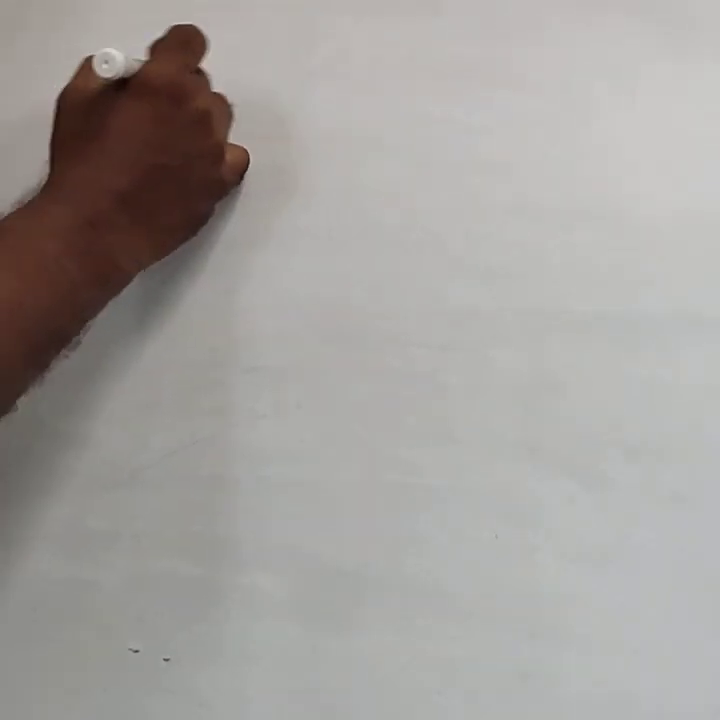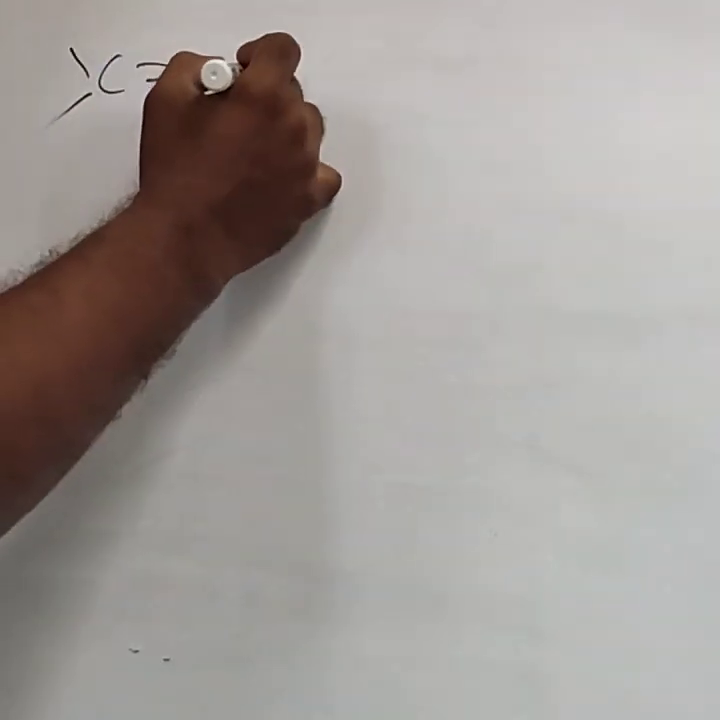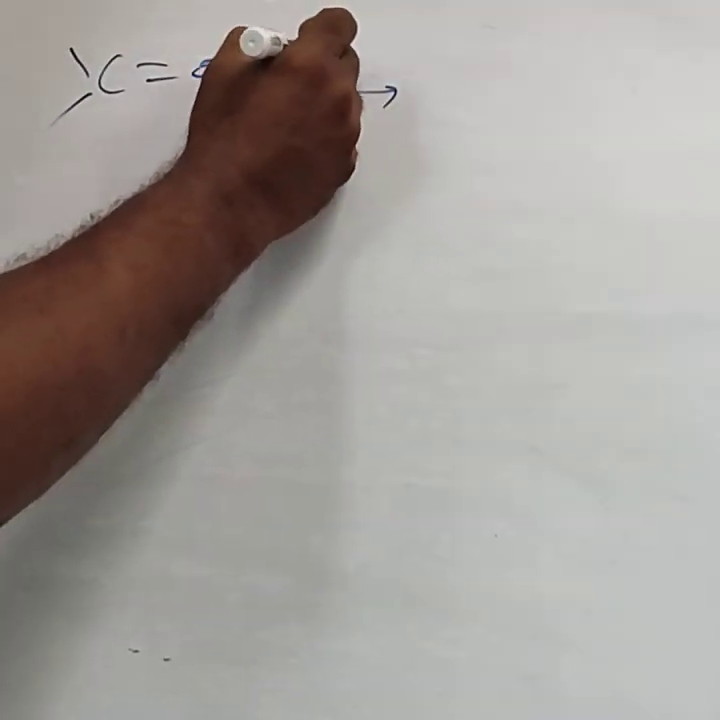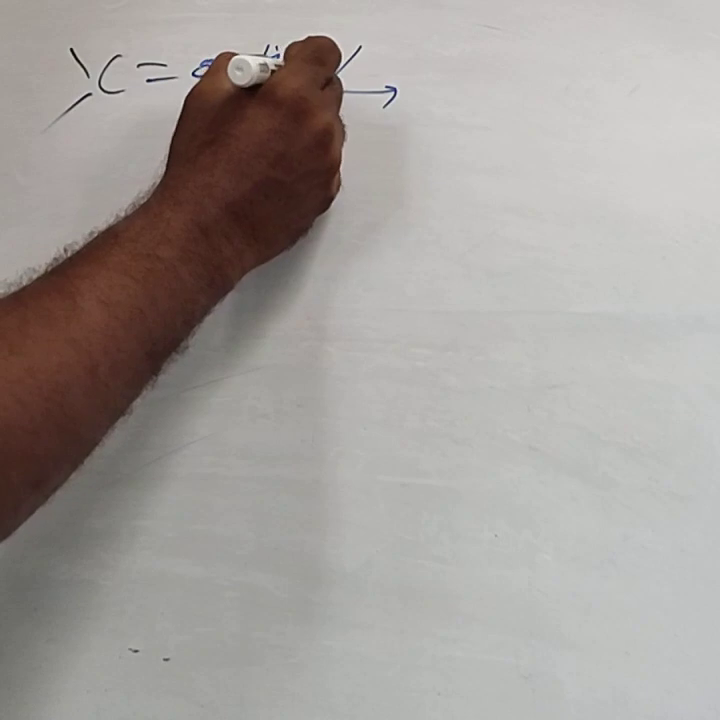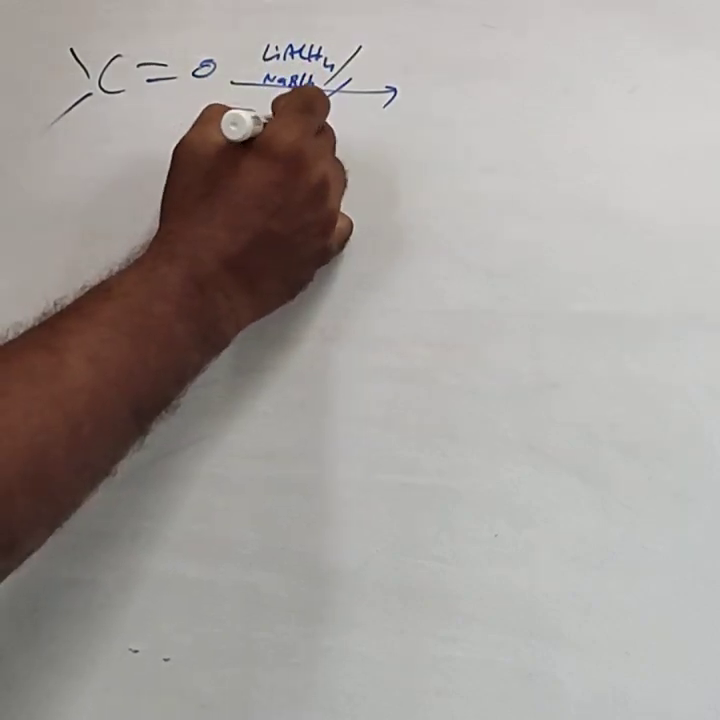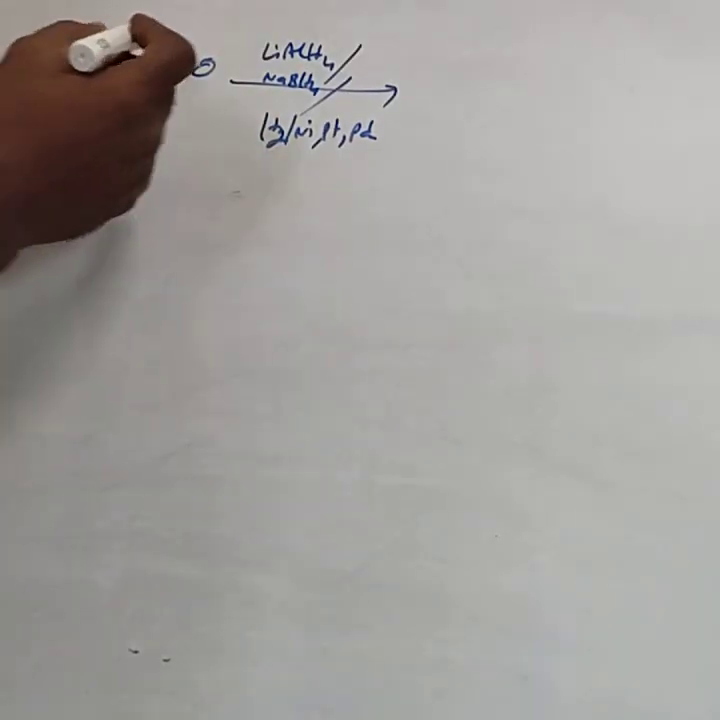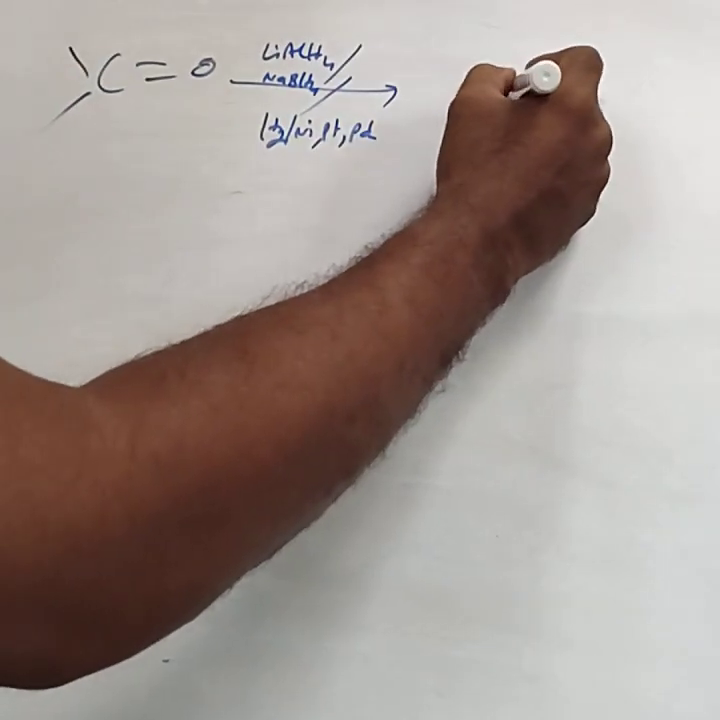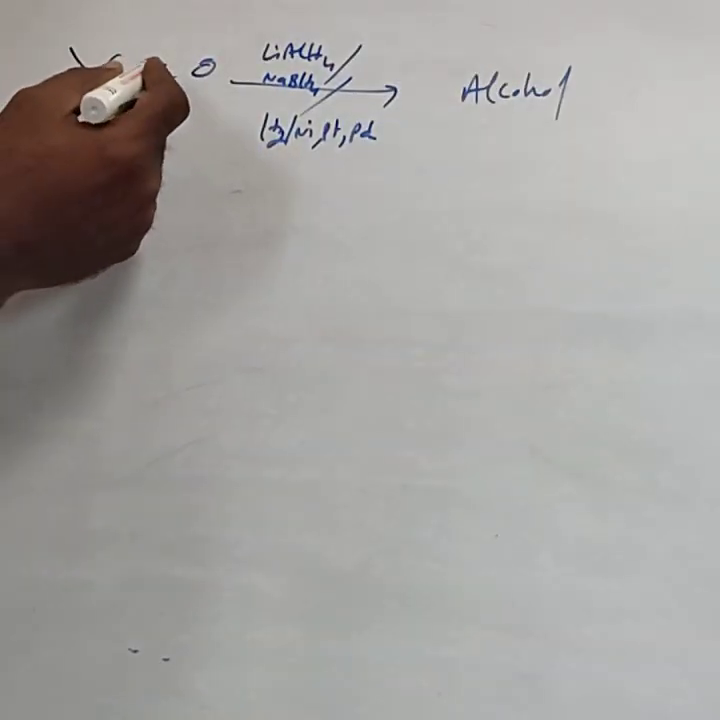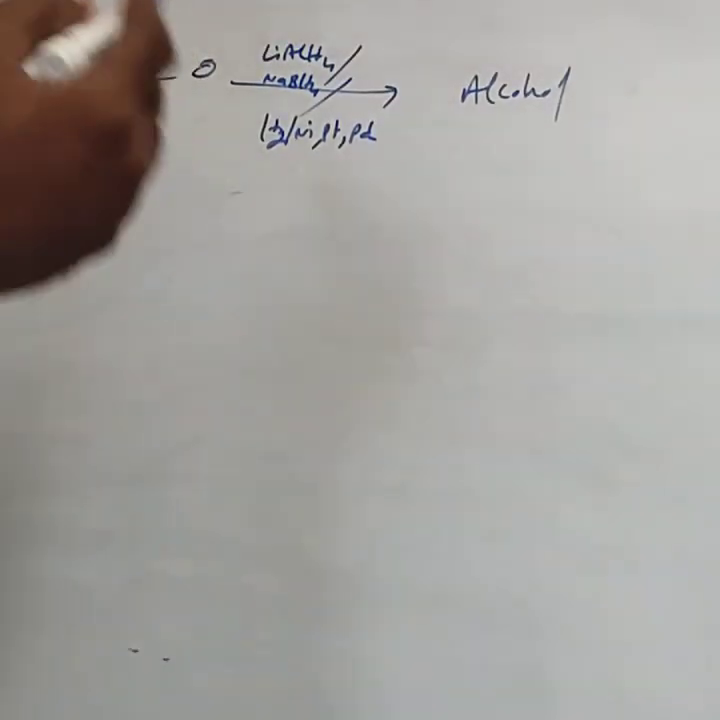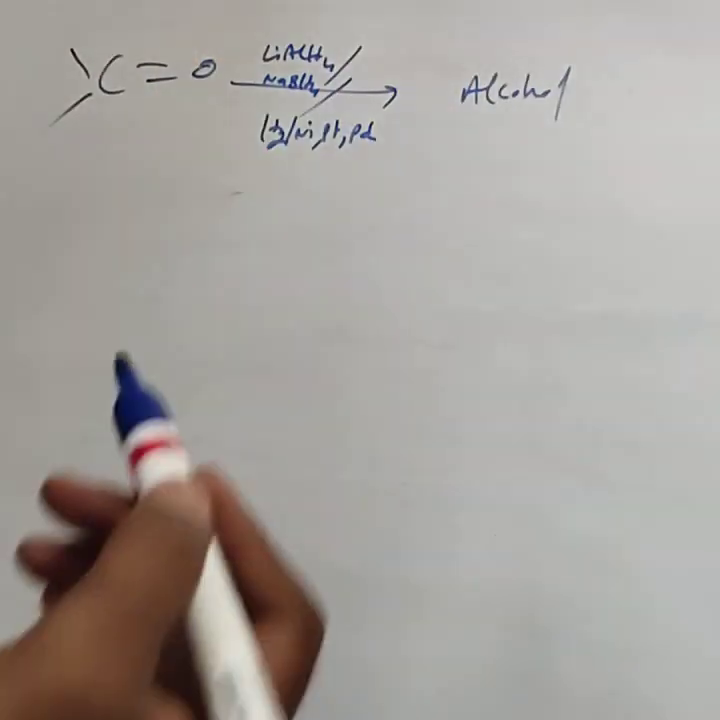In the reduction process, we are using three cases. For example, I am simply considering the carbonyl group CO, just for your glancing. If you use LiAlH4 or NaBH4, sodium borohydride, or H2 in the presence of nickel, platinum or palladium, any one, then the CO group is converted into alcohol. If you take aldehyde, it gives primary alcohol. If you take ketone, then it is a secondary alcohol. From the aldehyde, primary alcohol. From the ketone, secondary alcohol.